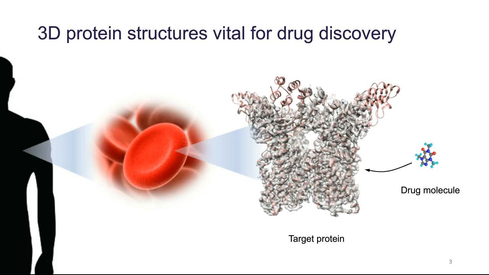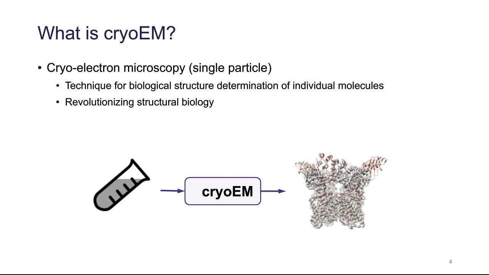CryoEM, or cryo-electron microscopy, is a recently developed, very powerful technique for 3D structure determination of individual protein molecules. CryoEM is an imaging technique that works on a physical liquid sample of a protein molecule target by taking pictures, then computationally reconstructing the 3D structure of the target. It's fair to say that today CryoEM is revolutionizing structural biology, providing insights where previous techniques could not.